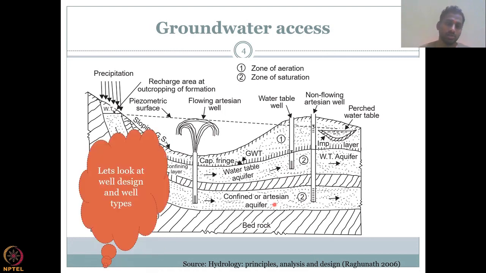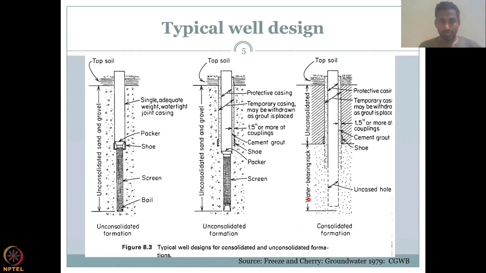Okay, so let's look at well design and well types based on the network that we want to see. Most importantly, it is between the two aquifers, what wells are available in the two aquifers, and also what speed of discharge is going to come based on the use. The typical well design is given here for an unconsolidated loose formation, and then a consolidated formation. So what is this unconsolidated formation?